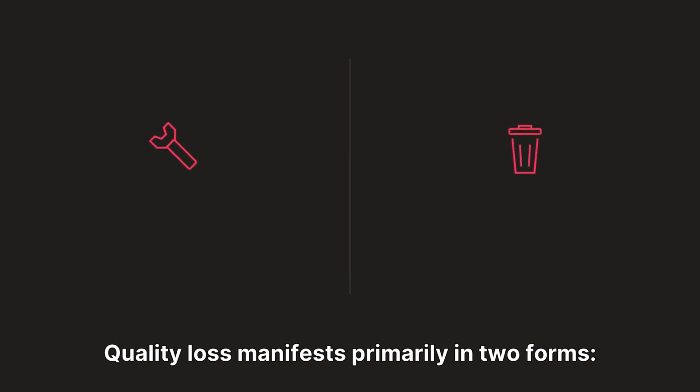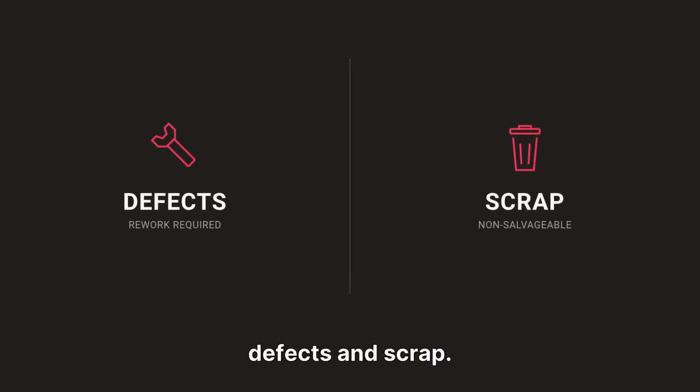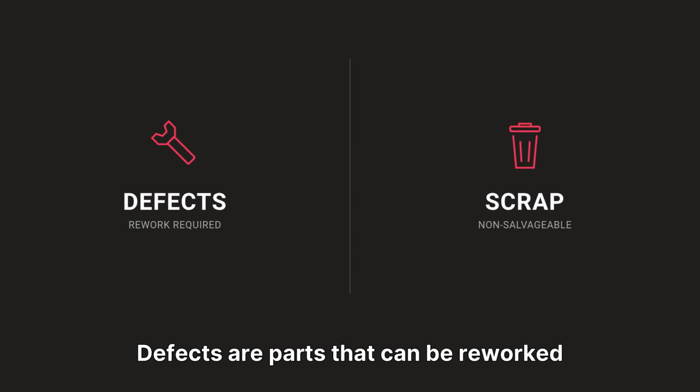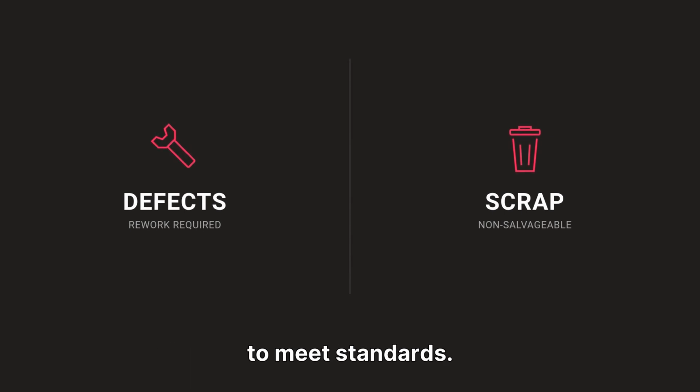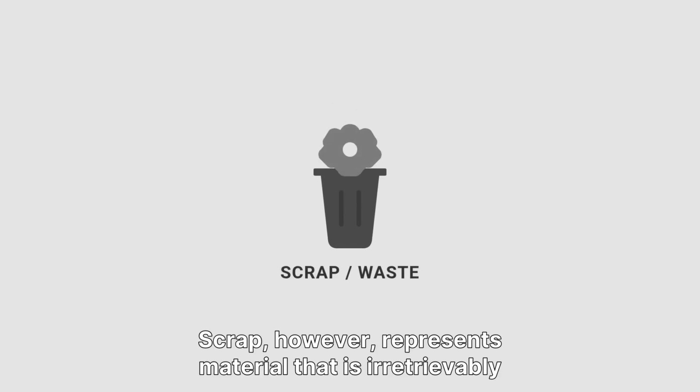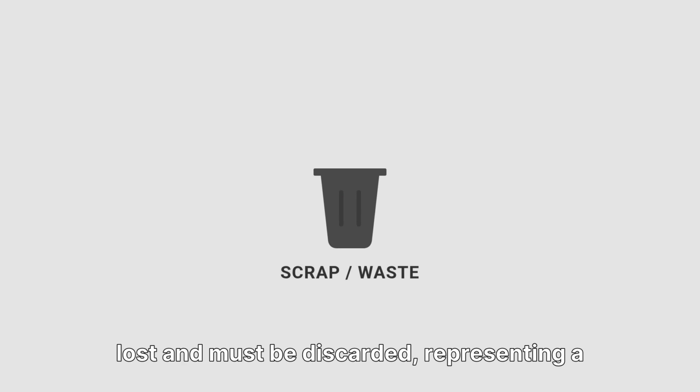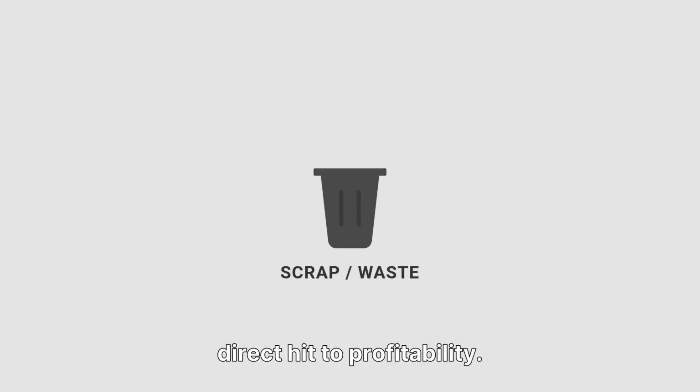Quality loss manifests primarily in two forms: defects and scrap. Defects are parts that can be reworked to meet standards. Scrap, however, represents material that is irretrievably lost and must be discarded, representing a direct hit to profitability.